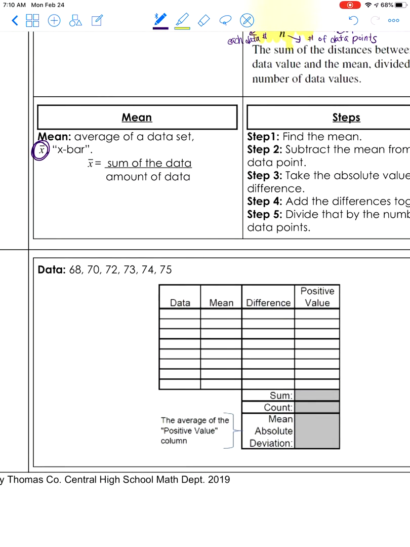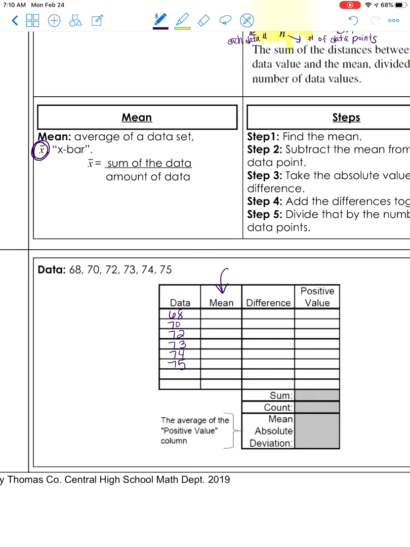So the first thing we're going to do is we're literally just going to write the data into these boxes. So 68, 70, 72, 73, 74, and 75. All right, so the first thing it says in the next column is to find the mean. So what we are going to do is we are going to add up all those numbers. So 68 plus 70 plus 72 plus 73 plus 74 plus 75.